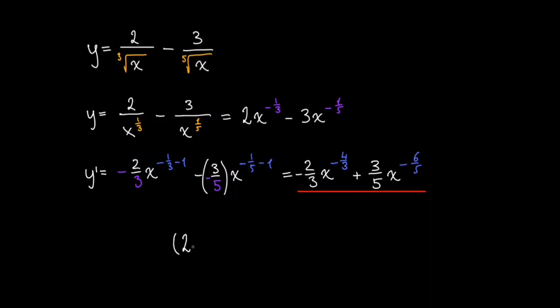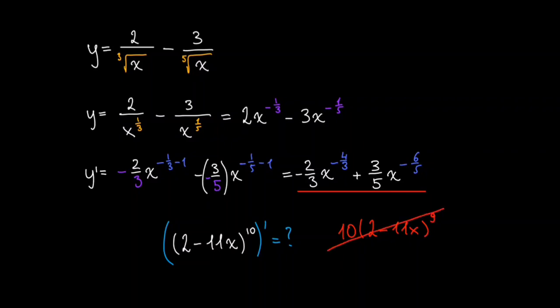Now, today let's end the video with a little question. How would you compute the derivative of the following function? 2 minus 11x to the power of 10. If you said this is easy, it's just 10 times 2 minus 11x to the power of 9, you would be almost correct, but not completely. Computing this derivative here requires something called the chain rule. This is probably one of the most crucial differentiation rules to ever exist, and we will cover this in the next video.